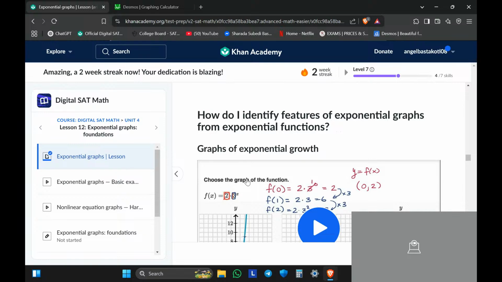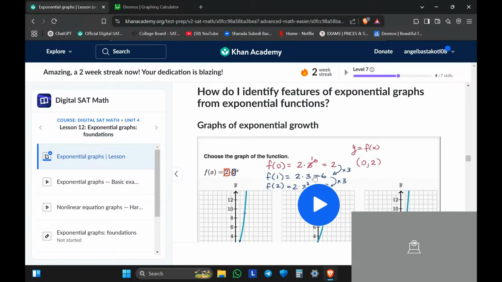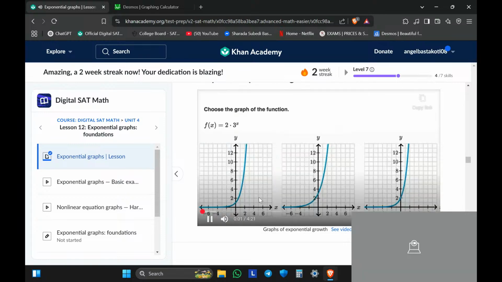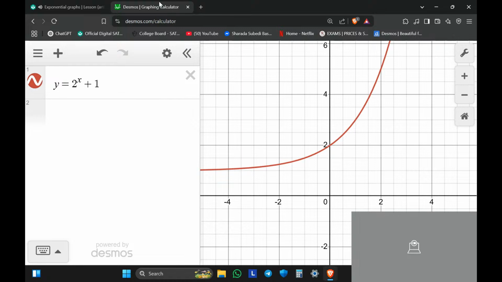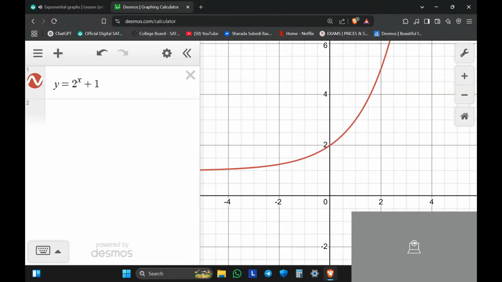How do we identify the features of the following exponential graph? All right, we are asked to choose the graph of the function, and the function is f of x equal to 2 times 3 to the x, and we have three choices here. So pause this video and see if you can determine which of these three graphs actually is the graph of f of x. All right, now let's work through this together.